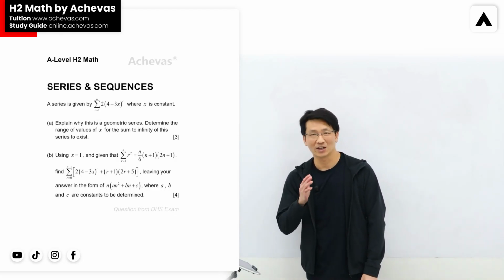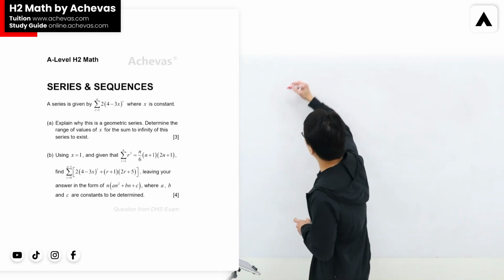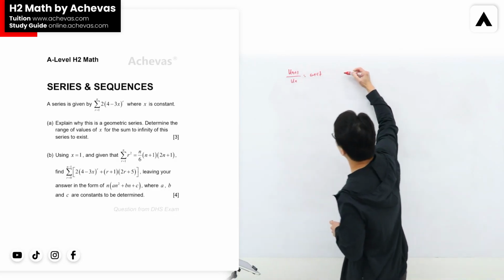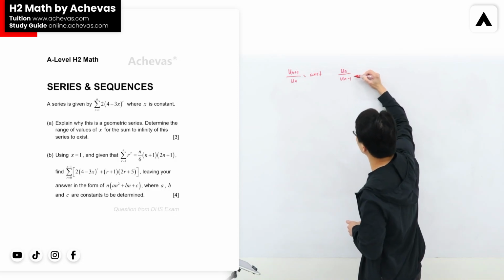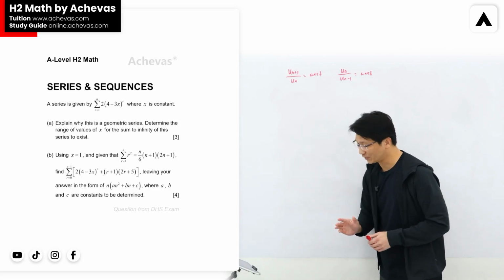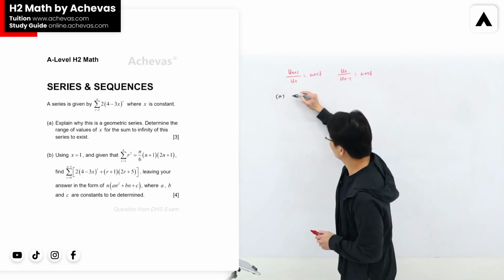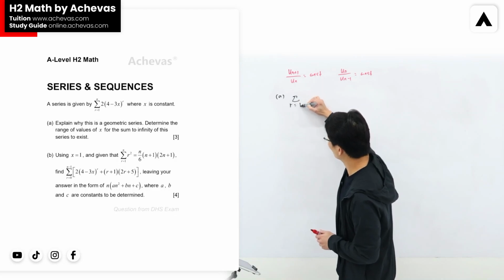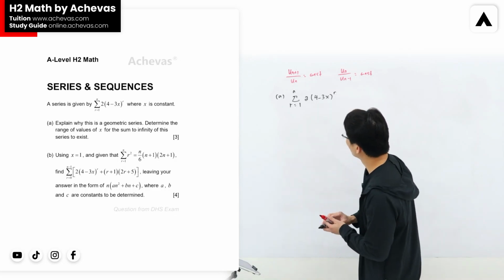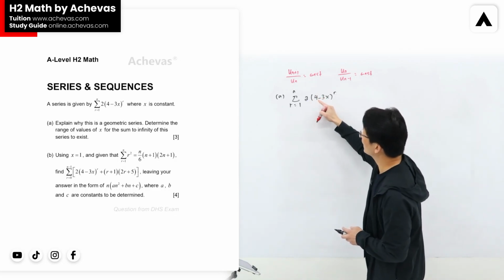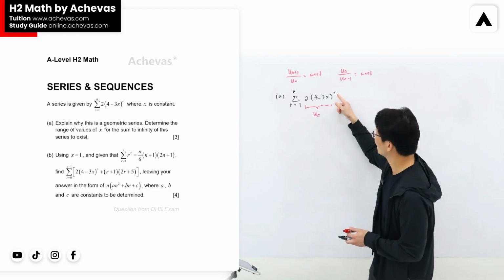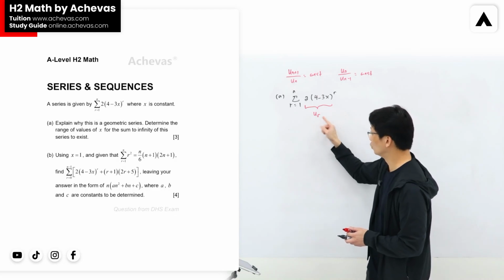In order to show that this is a geometric series, we can either show that u(n+1) divided by u(n) is a constant, or we can also use u(n) divided by u(n-1) equal to a constant. For this question, we are going to go for this particular choice here. For this summation, r equal to 1 to n of 2(4 minus 3x) to the power r, to understand the notation a bit, this actually represents a general term. Because this is in terms of r, it will just be equal to u(r).